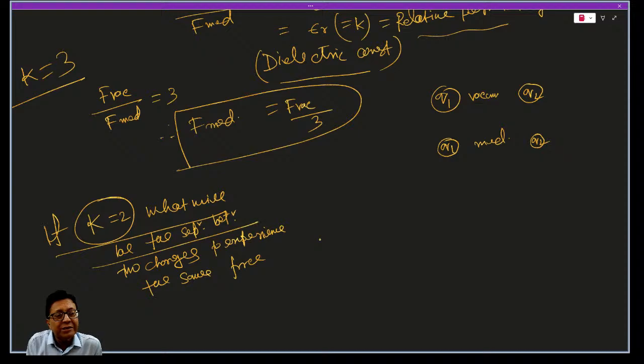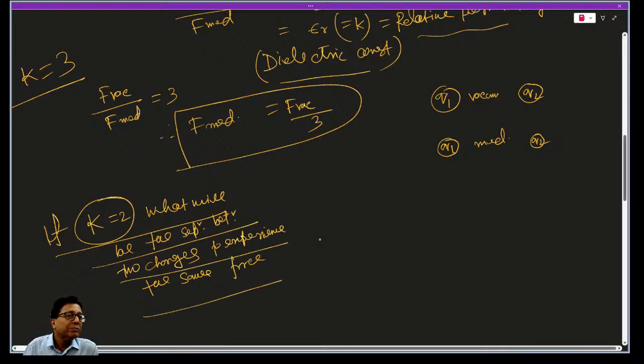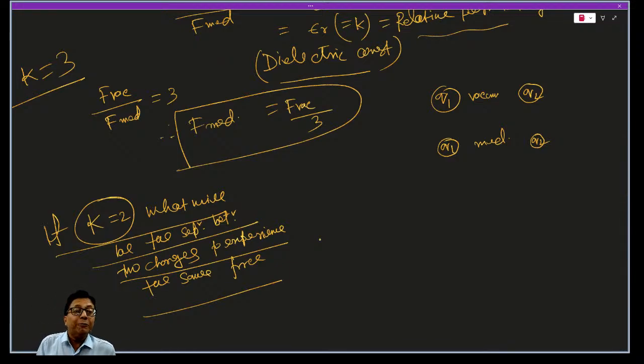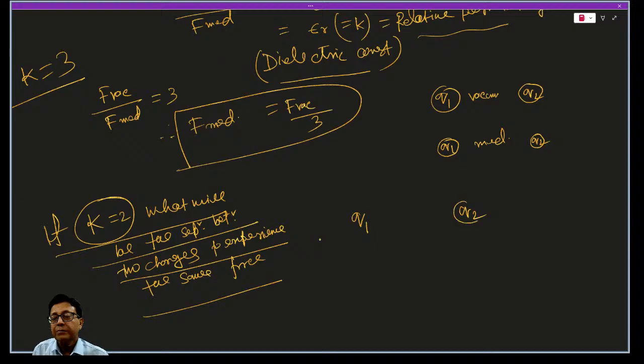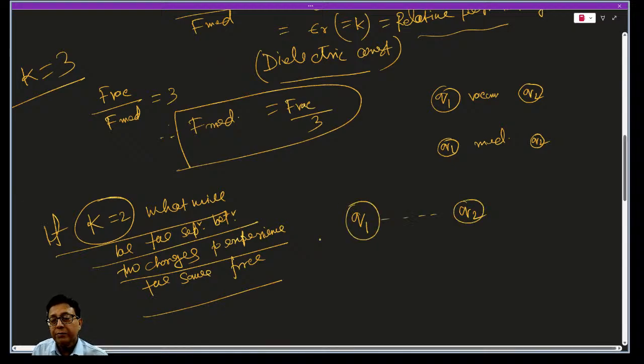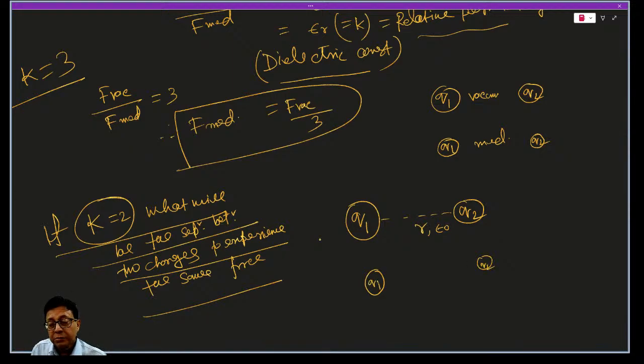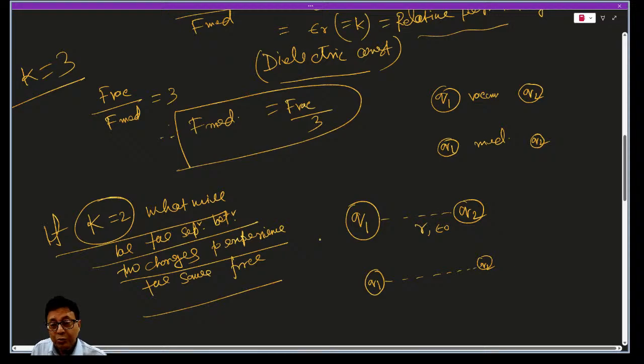So distance matters. If K equal to 2, yes, because no, not 1/4. I am telling you why not 1/4. Because initial separation is say R. Now it was in vacuum. Epsilon 0 is there. We are taking K equal to 2. Dielectric medium is equal to 2.